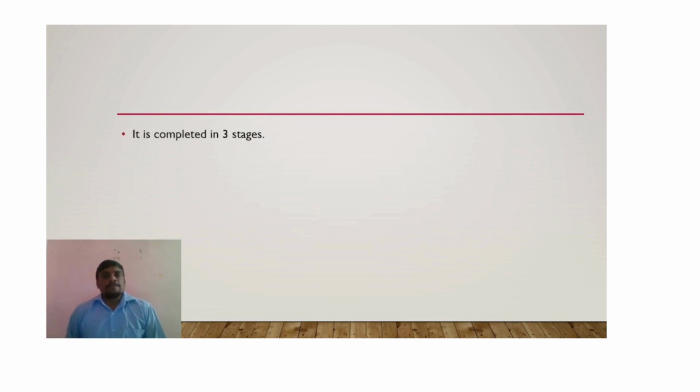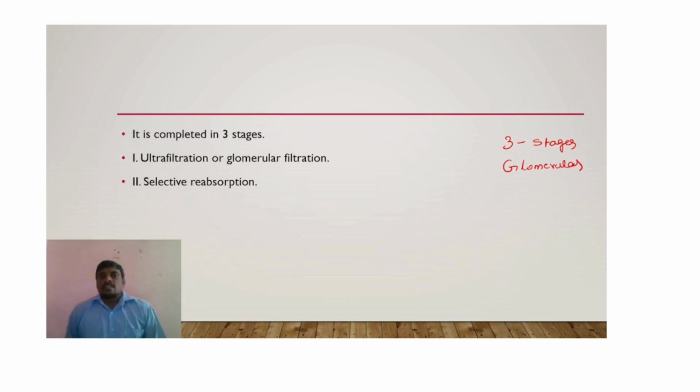It is completed in various stages. There are three major stages involved in the formation of urine. The first stage is ultrafiltration, nothing but glomerular filtration. The second stage is selective reabsorption. And the third stage is tubular secretion.